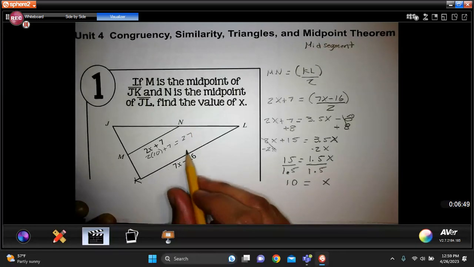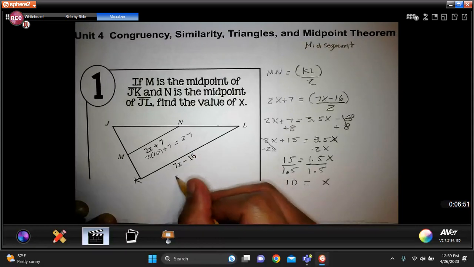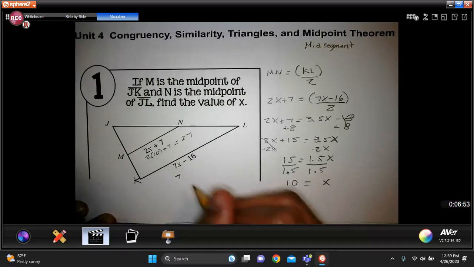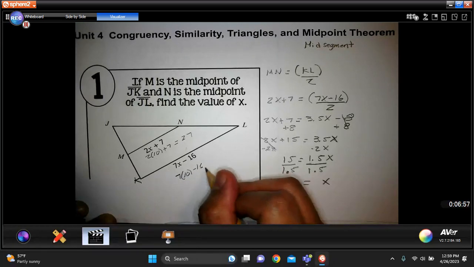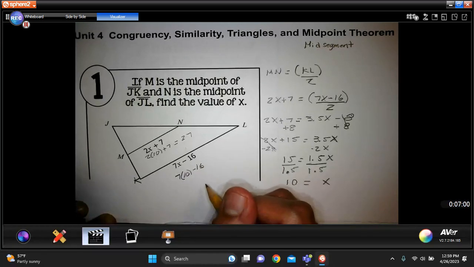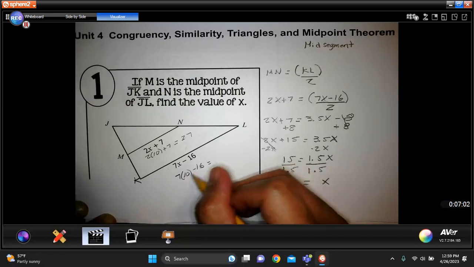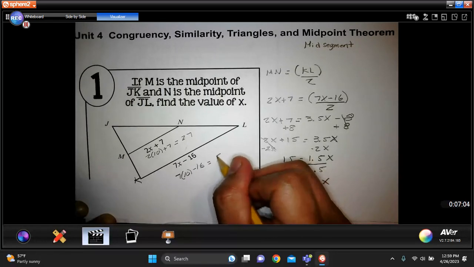Okay, and we're looking here to get double that, right? So we got 7 times 10 minus 16. Okay, and that's going to be 70 minus 16, which is going to be 54.